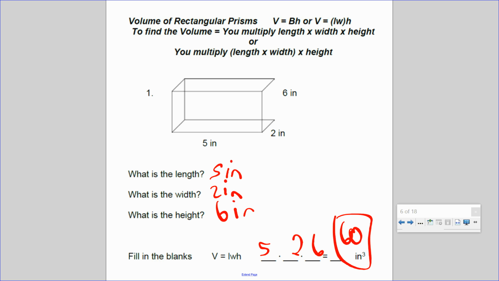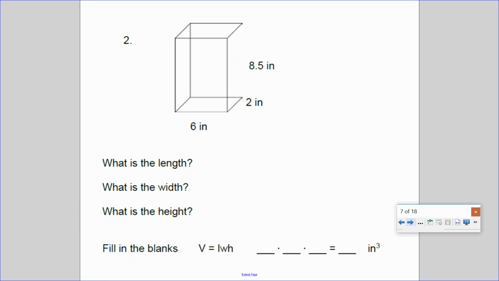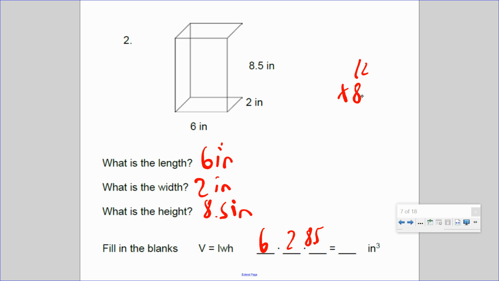The reason why we call it cubic inches instead of square inches like the previous ones is that inch times inch times inch is cubic inches. What is the length? 6 inches. What is the width? 2 inches. What is the height? 8 and 5/10 inches. So 6 times 2 is 12, 12 times 8 and 5/10. That's 10, carry the 1, 6, 16, carry the 1 is 9, 0, 12. Don't forget, this is in tenths place, so it's 102 cubic inches.